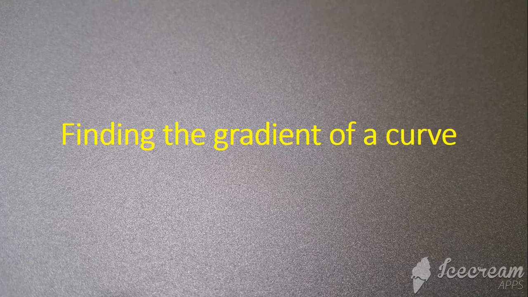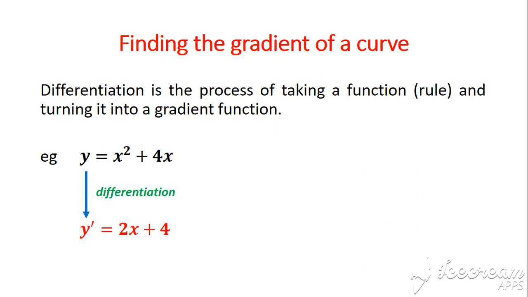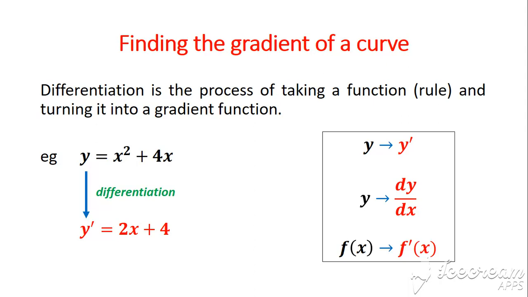In this video, we're going to do some applications and find the gradient of a curve. Remember, differentiation is the process of taking a function, an algebraic rule, and turning it into a gradient function. So what we've been practicing over the last few videos is taking y and turning it into y dash or dy dx or f dash x, and this is called a gradient rule. So remember the different types of notation you're going to have to get familiar with. y into y dash, y could go into dy dx, or f(x) could go into f dash of x. But the dashes or the dy dx's are all called gradient functions.